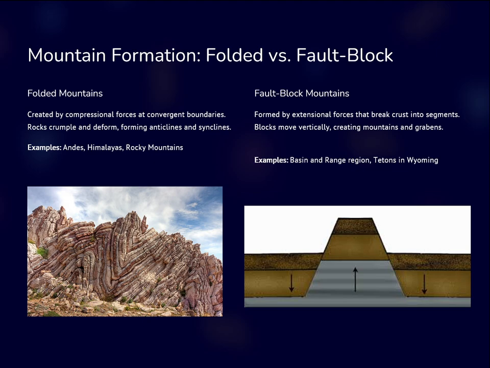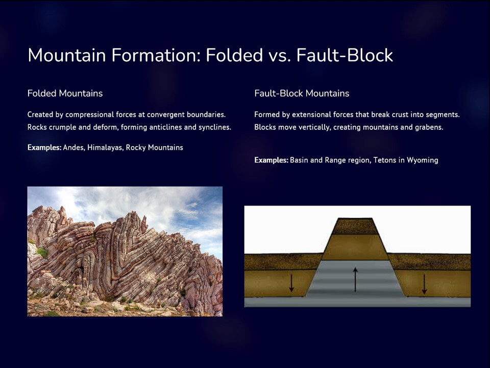But not all mountains are the same. Here are two examples of different types of mountains. Folded mountains. These are formed when plates collide and compressional forces crumple rock into folds called anticlines and synclines. Some examples of folded mountains are the Andes, the Himalayas, and the Rocky Mountains.